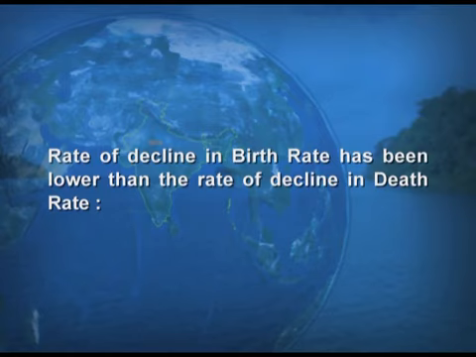The rate of decline in the birth rate has been lower than the rate of decline in the death rate. So, here is a comparison of the decline in both death rate and birth rate.